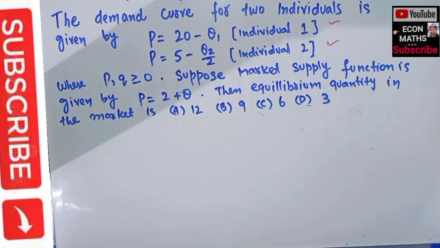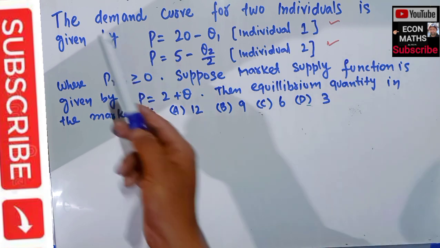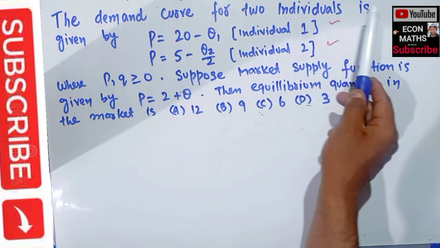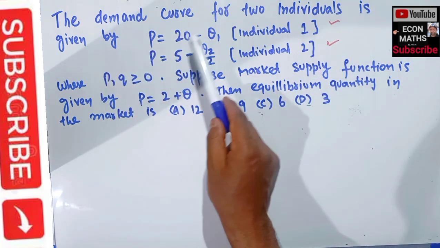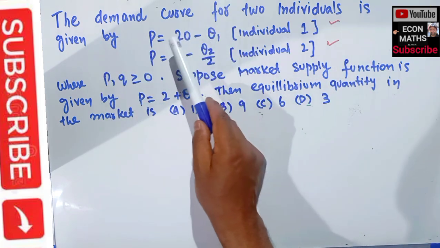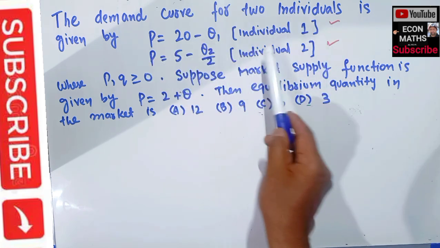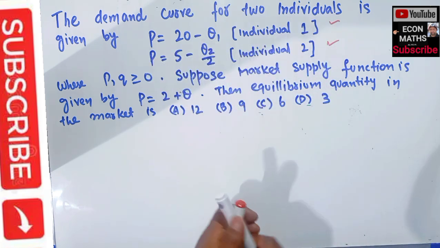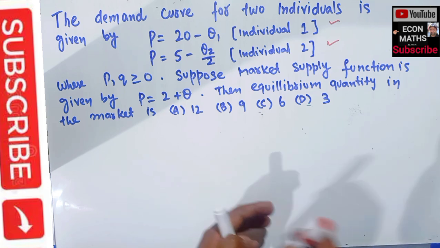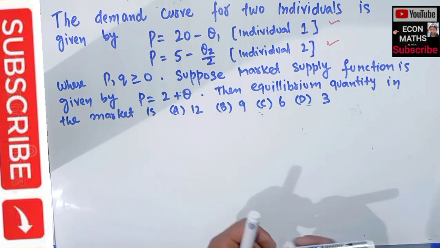In this video, we will solve a problem on how to find out equilibrium quantity given the individual demand curves and market supply function. The question is, the demand curve for two individuals is being given by P is equal to 20 minus Q1, which is the demand curve for individual 1, and P is equal to 5 minus Q2 upon 2, which is the demand curve for individual 2, where P and Q are both greater or equal to 0.